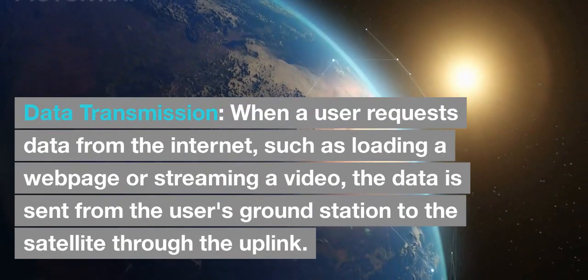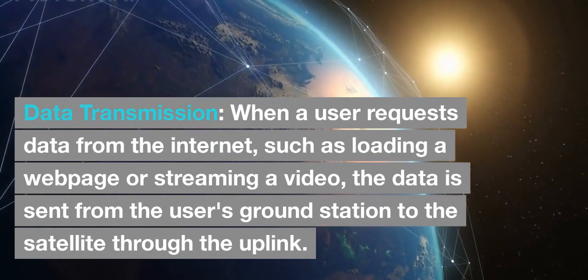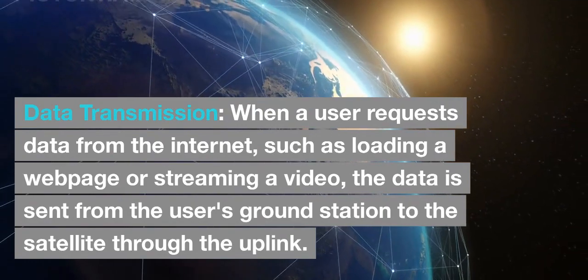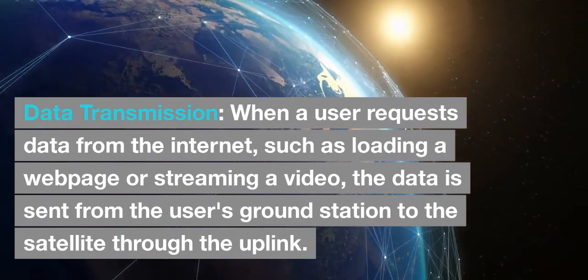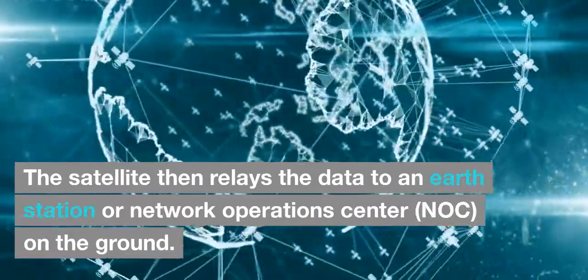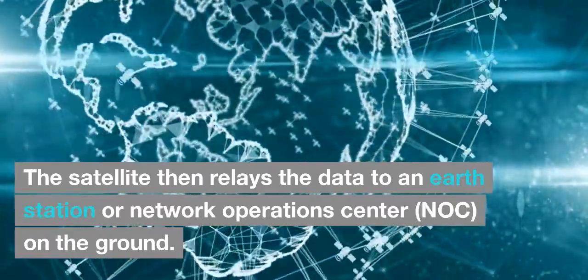Data transmission. When a user requests data from the internet, such as loading a web page or streaming a video, the data is sent from the user's ground station to the satellite through the uplink. The satellite then relays the data to an Earth station or Network Operations Center, NOC, on the ground.